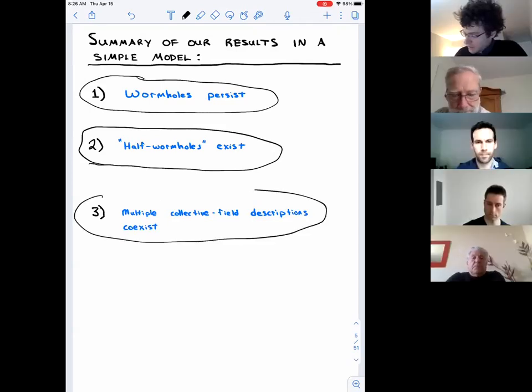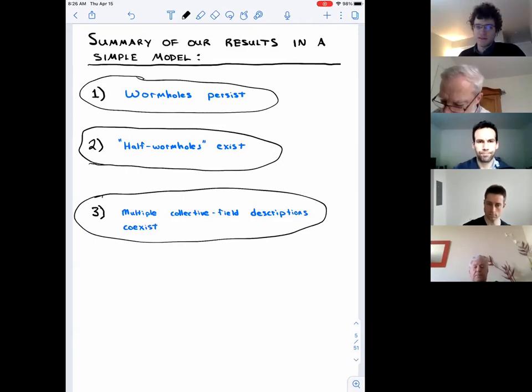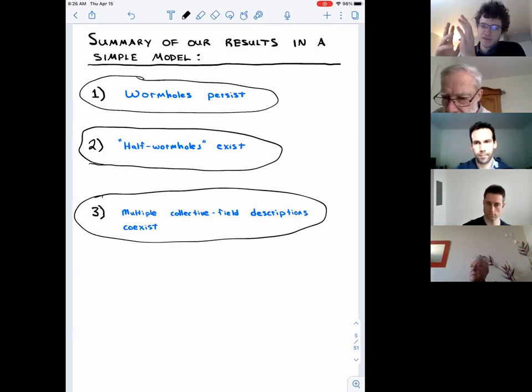And finally, multiple descriptions coexist. So if you're computing Z left times Z right, you can either think about computing them together and including a wormhole plus half wormholes, or you can just do separate computations of Z left and Z right. So those are two different ways of computing this same quantity, and they give exactly the same answer if you do the computation precisely.